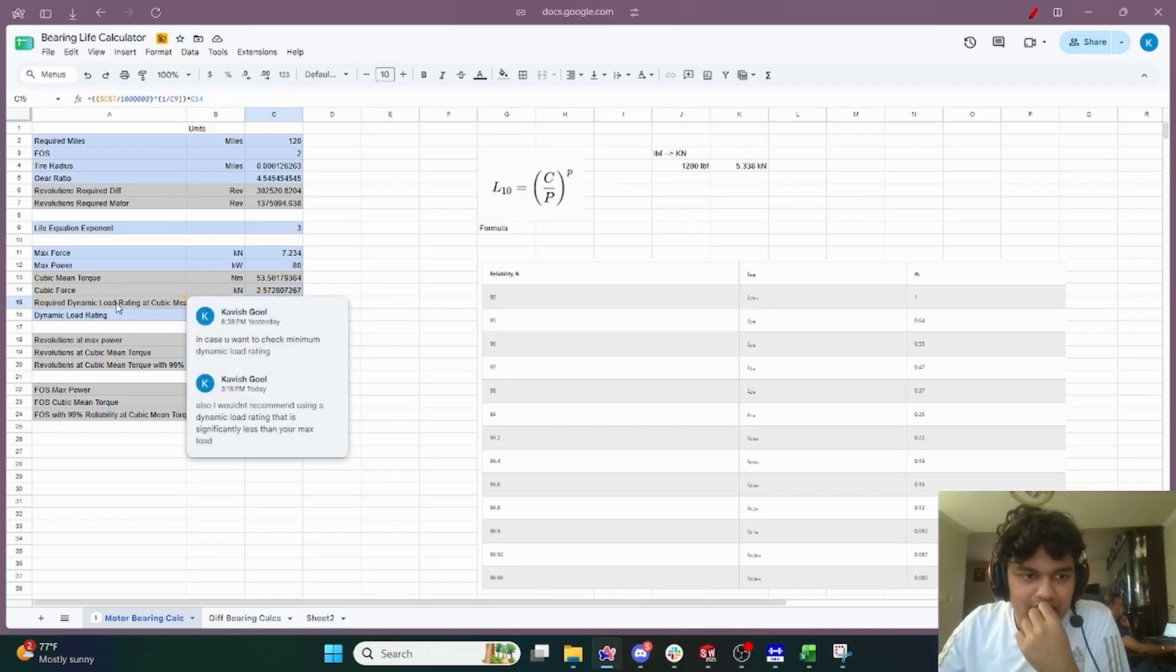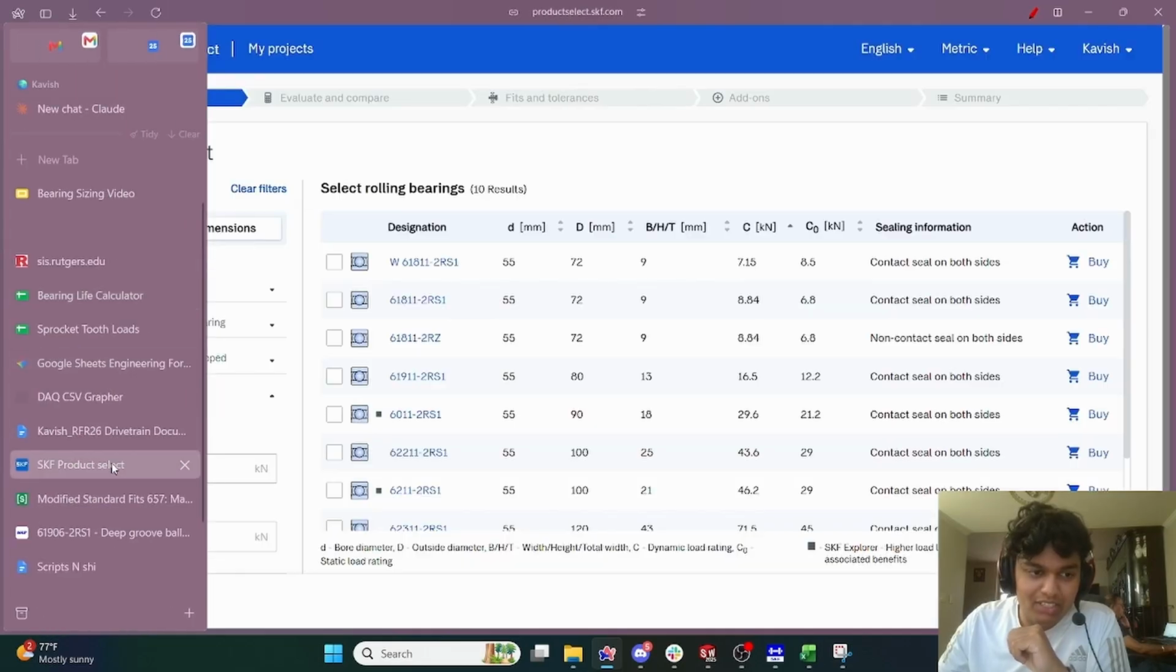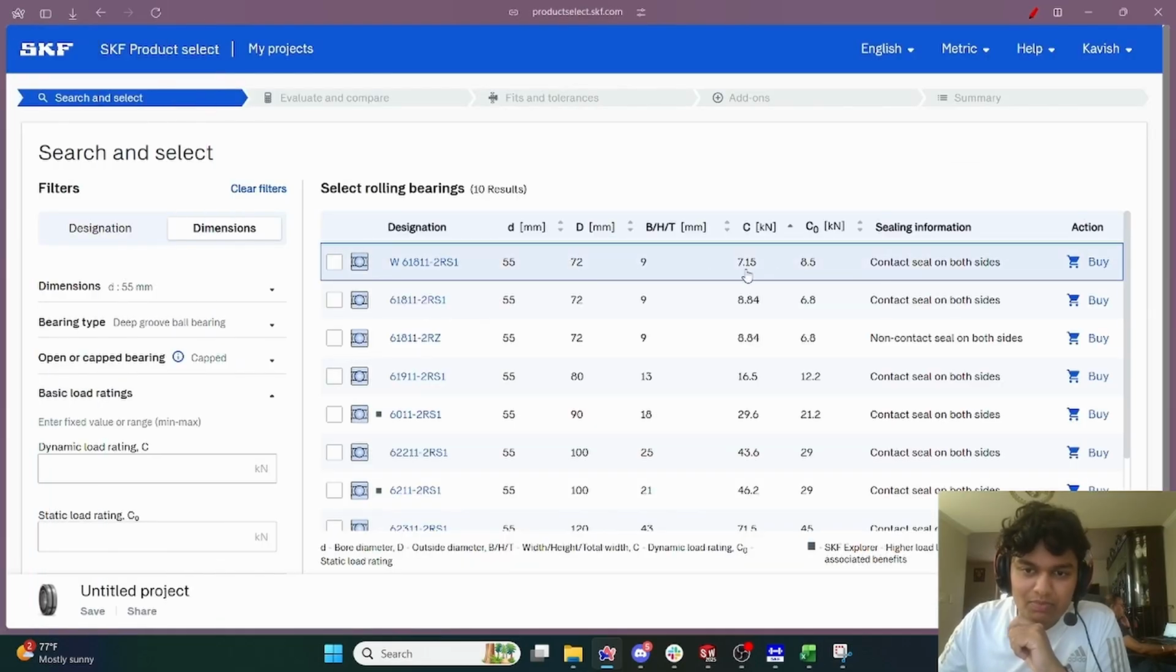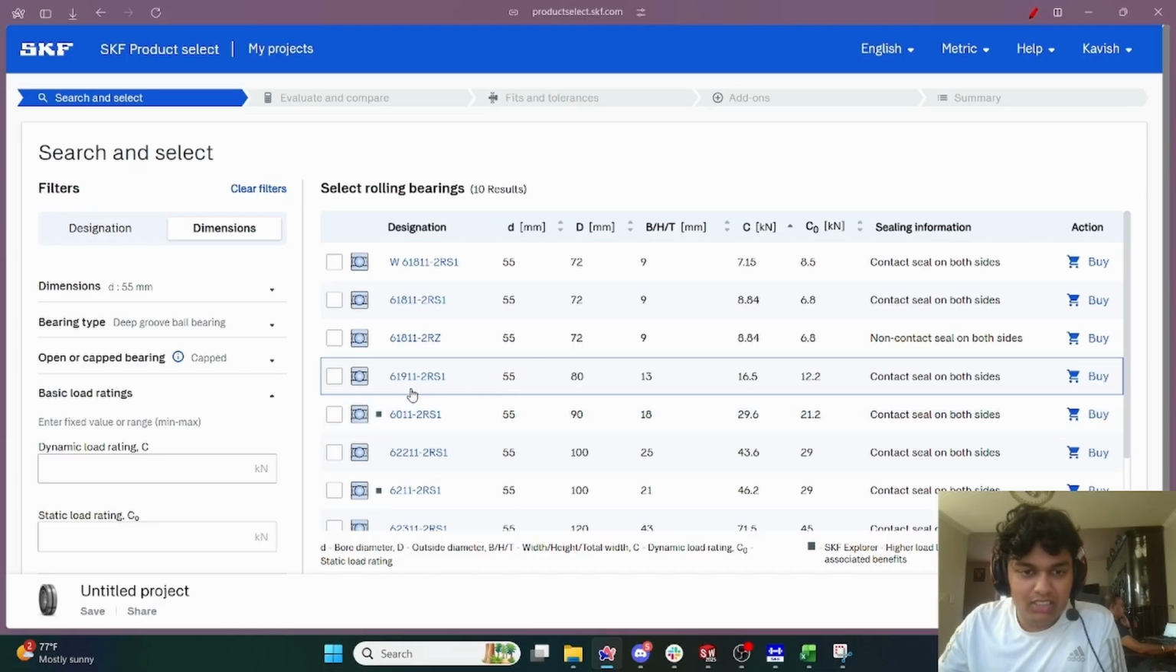And so we can calculate the dynamic load by setting this L10 life to be at the certain revolutions that we require, taking the cubic root and then multiplying it by P, and you solve for C. And so we give it a dynamic load rating of 2.86 kilowatts. Now if I go back to product select, the minimum C that you're seeing is 7.15, which clears the requirements of 2.8, right? We use 61911 RS1s, and as you can see, these are pretty bulky compared to what we need. They use 16.5, right?